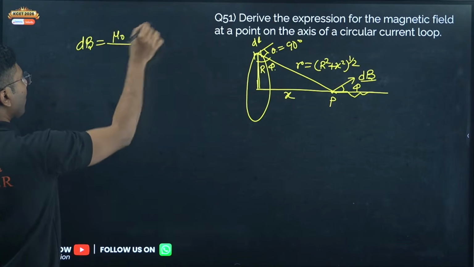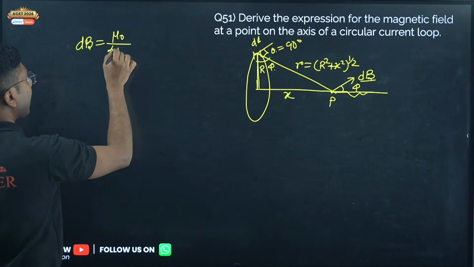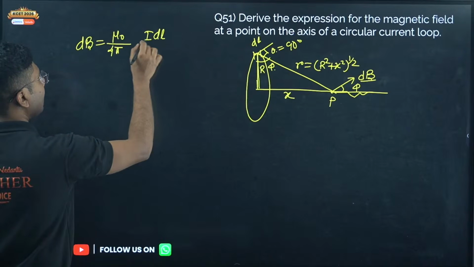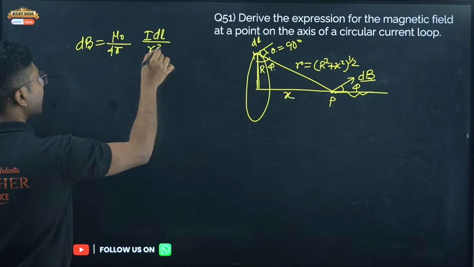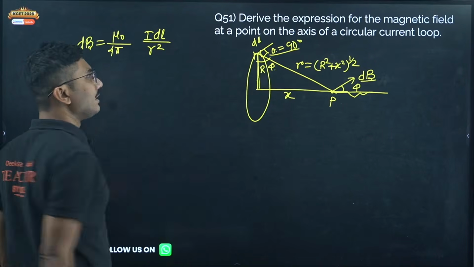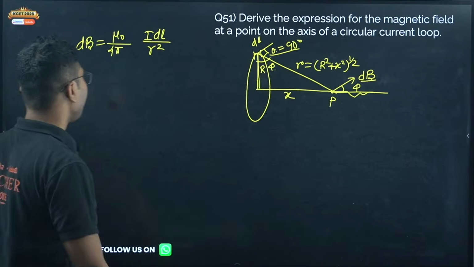So from Biot-Savart's law, mu naught by 4 pi, I dl divided by r square. Sir, you made a mistake. Where is the sine theta? Sine theta is sine 90 degrees, so sine theta is 1, okay?